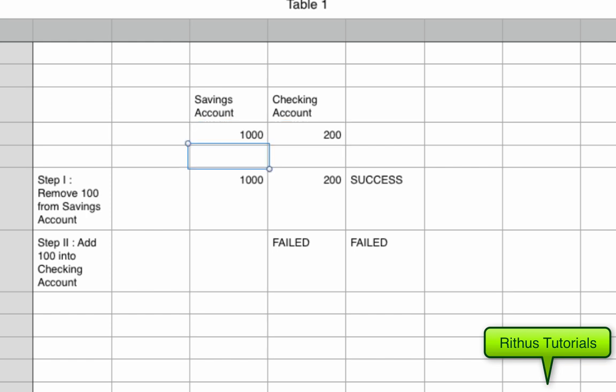So that's transaction management. Transaction management is basically identifying the different steps present in a system and making sure that either all the steps are successful together, or if any of the steps fail, you make sure that the changes done by the earlier steps are reversed.